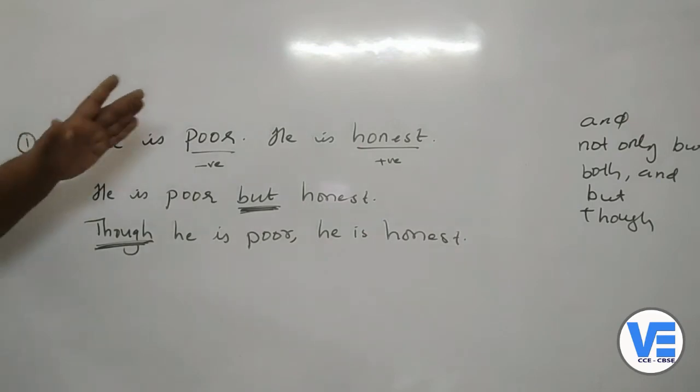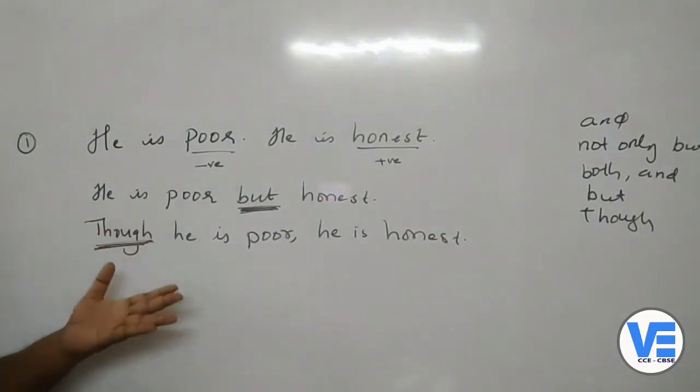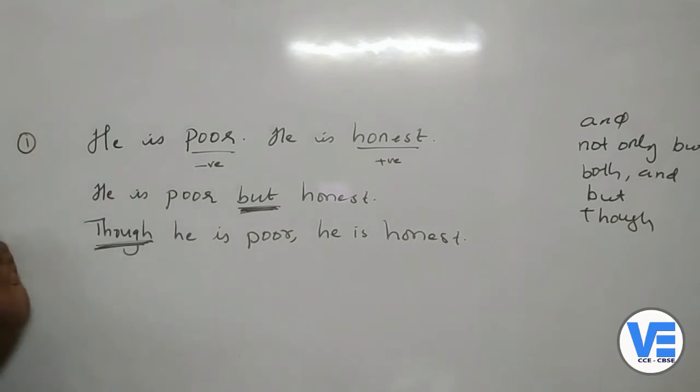So there are different conjunctions. Not only this, there are a number of conjunctions which we can use to join sentences. Okay, children, the second one is the subordinating conjunctions. Here in the subordinating conjunctions, what we can observe is, when we talked about the correlative conjunctions, we have seen that these are two independent sentences.